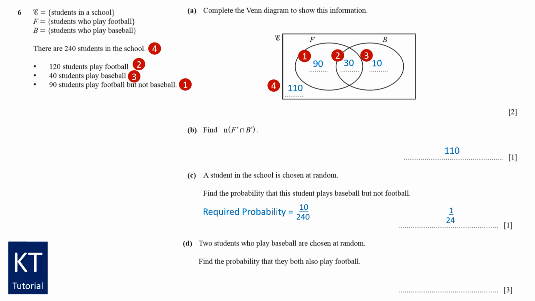Next question. Two students who play baseball are chosen at random. Find the probability that they both also play football. The probability of a student that's already playing baseball that also plays football is 30 over 40. When choosing two students in succession of this manner, this probability is 30 over 40 times 29 over 39.